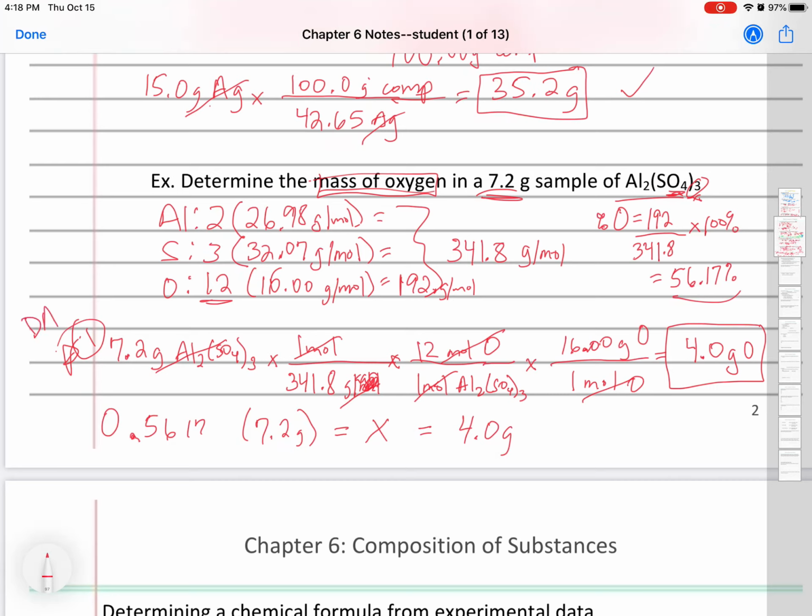So there's two ways to do it. One, using dimensional analysis and using the molar mass as a conversion factor and tabulating the number of oxygens per molecule. Or you can do it using the percentage, calculating the percent mass. Either way is valid, is totally kosher.